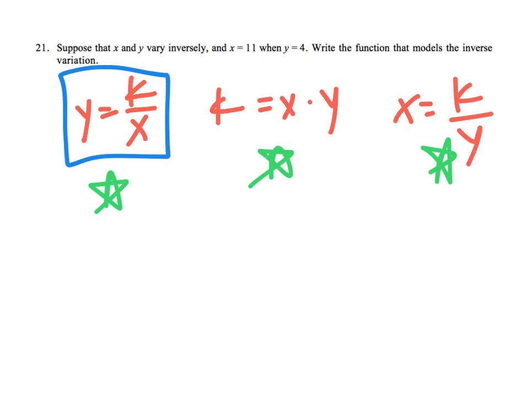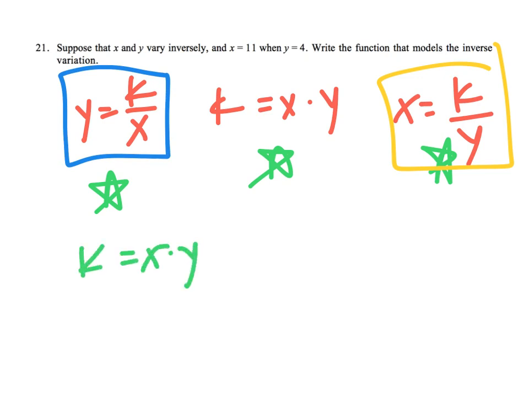So we know that x is 11 and y is 4. So mostly what I need to figure out is k. Your answer would be either in the first version or the second one, because you have to find k. So if I'm trying to find k, I know that k equals x times y, and we know x is 11 and y is 4. So that would tell me k is 44.